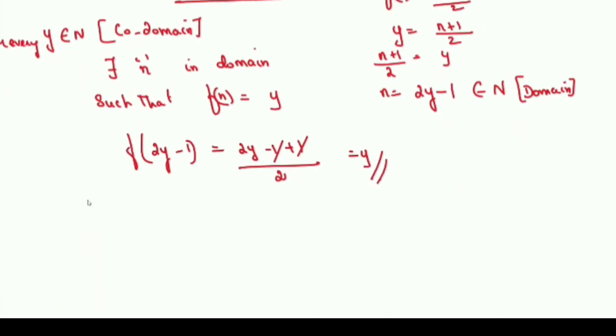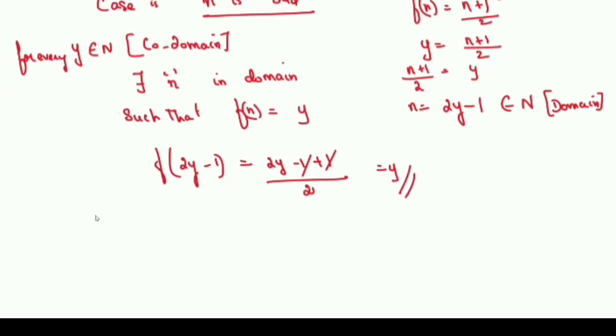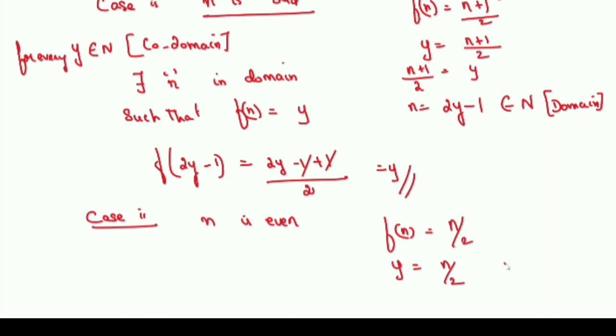Now if n is even also, we can prove. Case 2 is n is even. In the same way you write, f of n is given as n by 2 when n is even. So y is n by 2. So n is 2y. And this belongs to N, the natural numbers. You give any value for y.